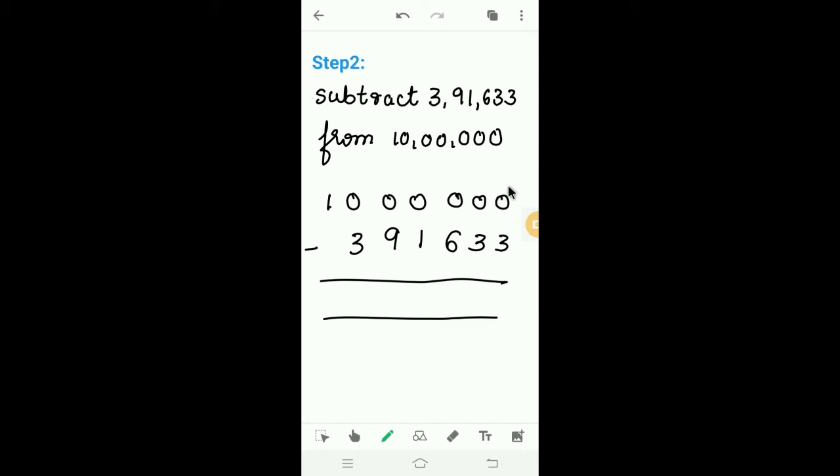Next, I will start subtraction from ones place. 0 minus 3 is possible to subtract? No, it is not possible. So, we have to borrow from next number. Your next number is 0, so we can't borrow. So, we go for a next number. So, next number is 0. So, we directly go for a 1. If you borrow from 1, then 1 becomes 0 and your 0 becomes 10.